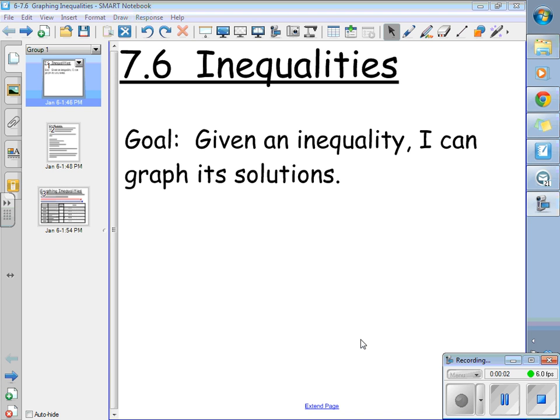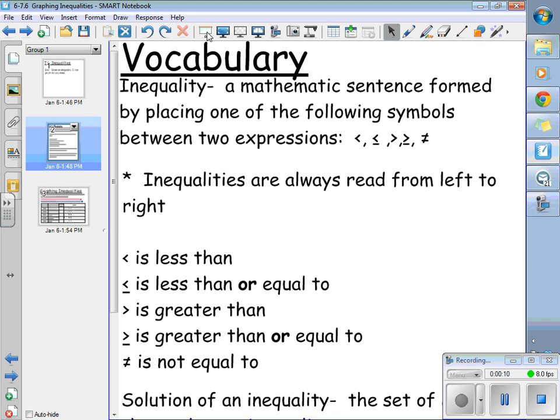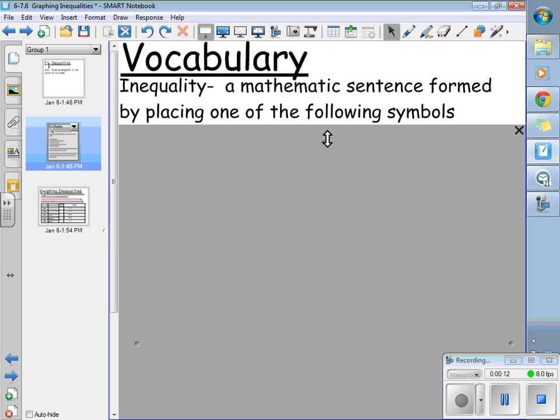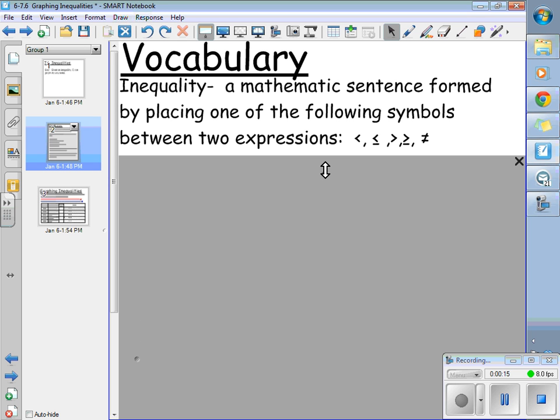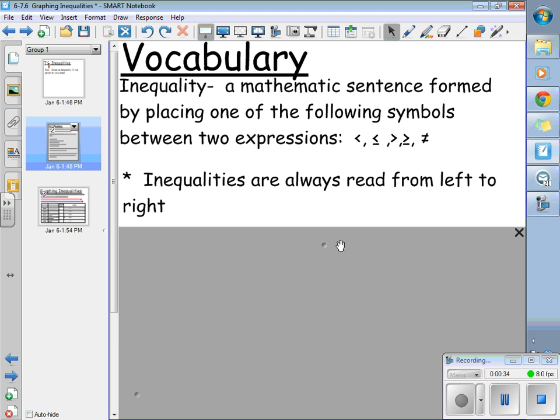Today's lesson is inequalities. Given an inequality, we can graph its solution. Vocabulary. An inequality is a mathematical sentence formed by placing one of the following symbols between the two expressions. We have less than or equal to, greater than or equal to, and not equal to. Inequalities are always read from left to right.